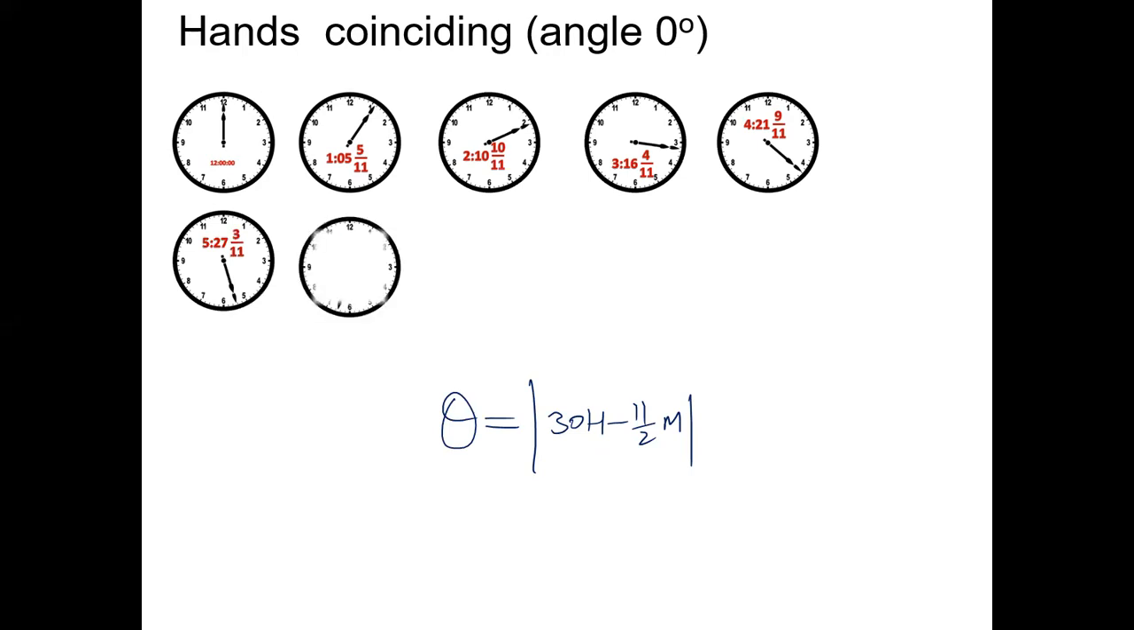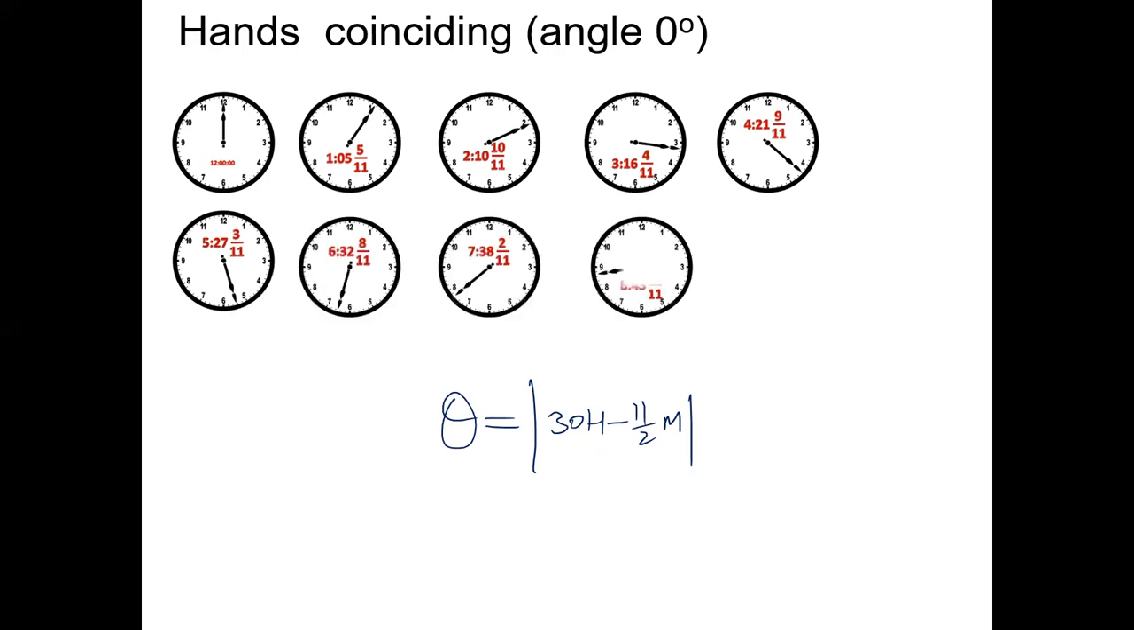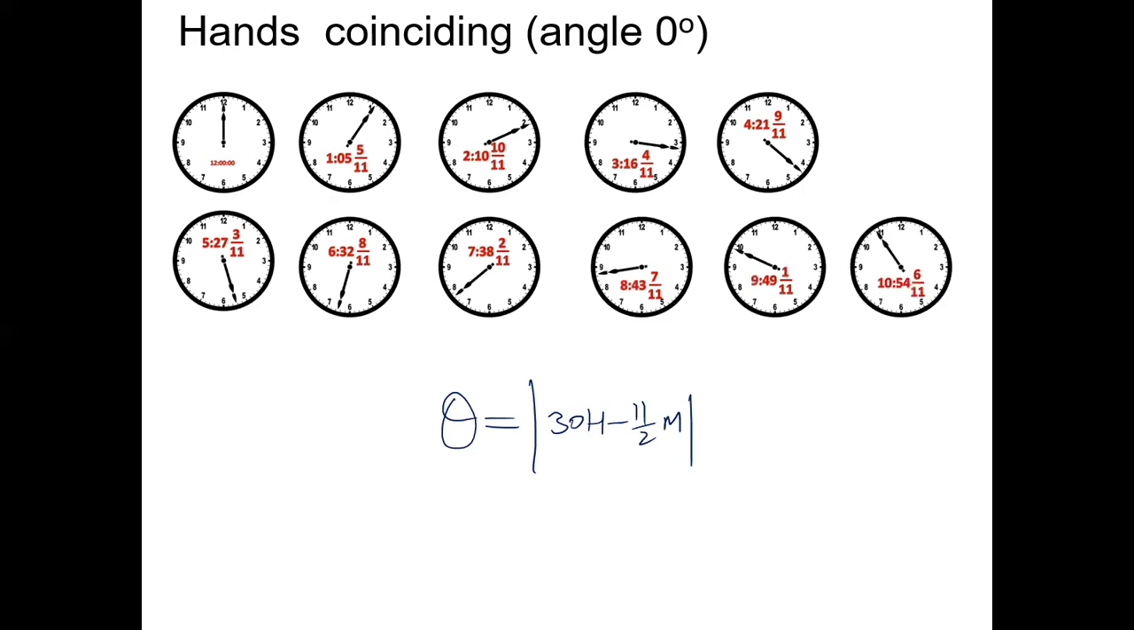The other times are 5:27, 6:32, 7:38, 8:43, 9:49, and 10:54. And now the next one will be 12. So there are 11 instances when the two hands of the clock overlap each other, not 12 times. So there are a total of 11 times when the hands of the clock overlap each other.